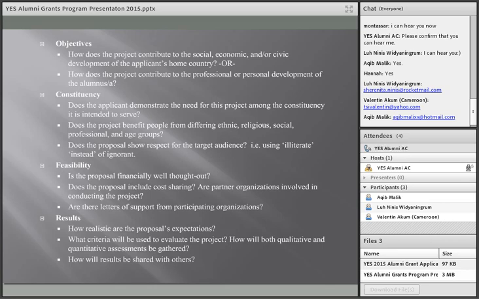Again, we'll talk about feasibility. One of the things that's important in feasibility is cost sharing, and cost sharing doesn't have to be money, but it's money or resources, in-kind donations that supplement your project. And one of the reasons that it's important is it shows that you've built relationships.